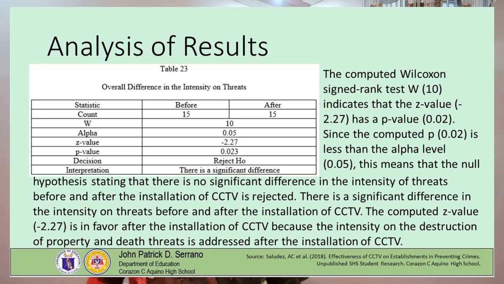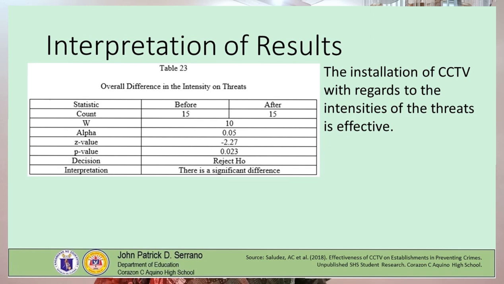The computed z-value, negative 2.27, is in favor of after the installation of CCTV because the intensity of the destruction of property and death threats is addressed after the installation of CCTV. Interpretation of results. The installation of CCTV with regards to the intensities of the threats is effective.